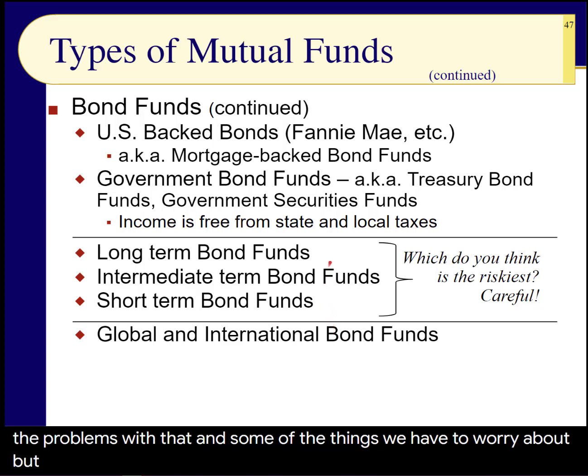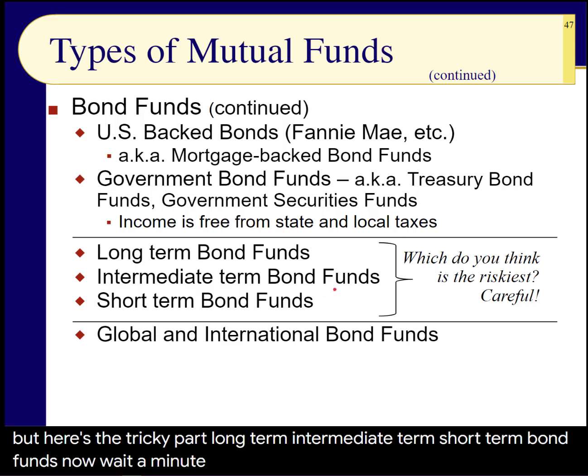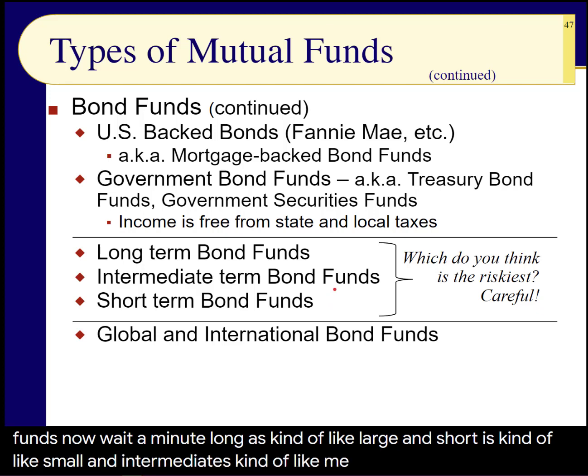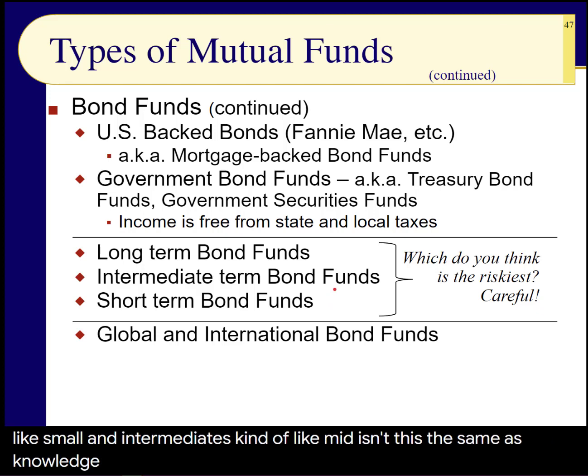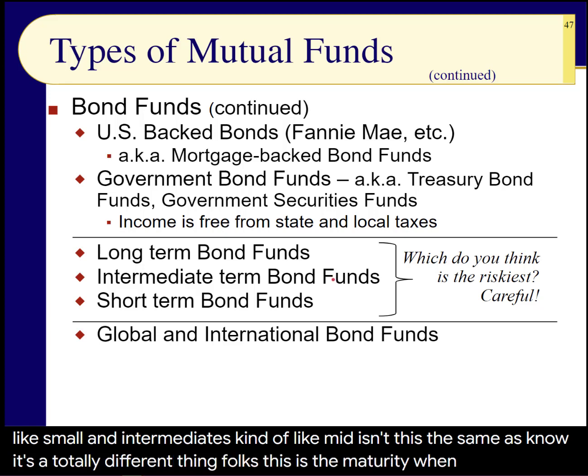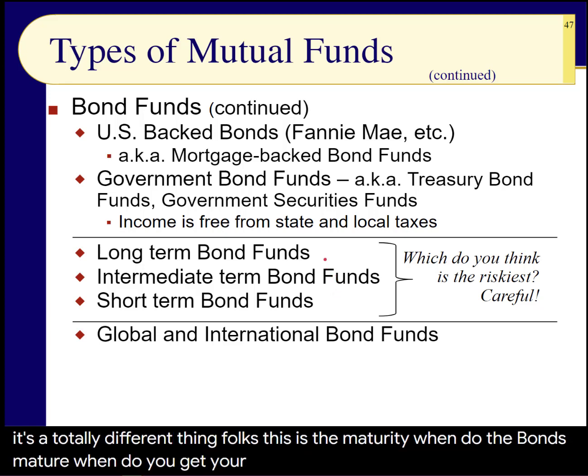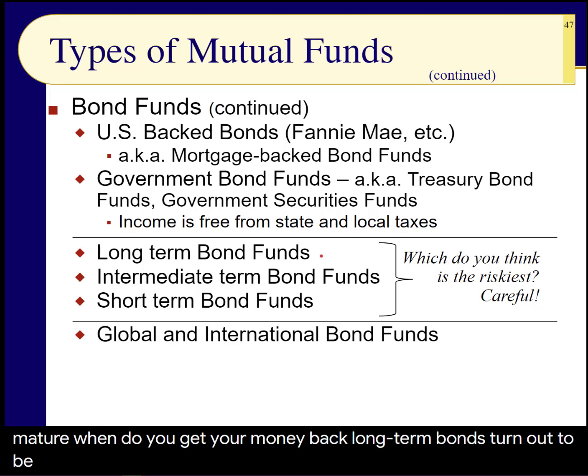But here's the tricky part. Long-term, intermediate term, short-term bond funds. Now, wait a minute. Long is kind of like large and short is kind of like small and intermediate is kind of like mid. Isn't this the same as? No, it's a totally different thing, folks. This is the maturity. When do the bonds mature? When do you get your money back? Long-term bonds turn out to be riskier. Why? Well, when you think about it, it just makes sense.